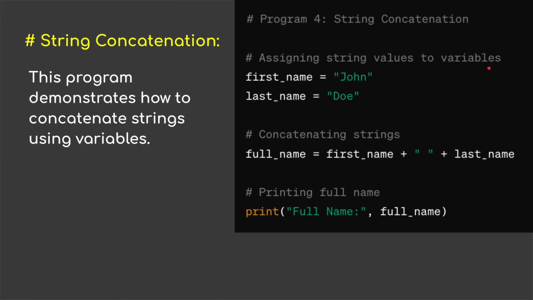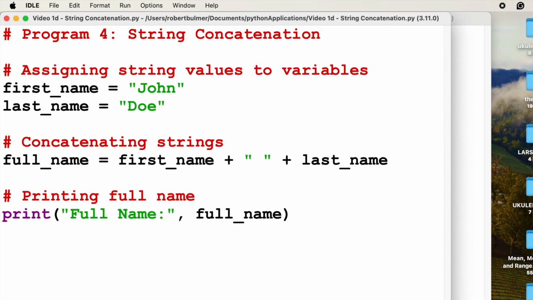Program 4, string concatenation. So this time I've got two names. Okay, two names. First name John, last name Doe. So let's have a little look at this one. Okay, in this case, as I said, first name is John, last name is Doe. We're concatenating the strings full name. Yeah, so another variable called full name. So I've got three variables here, first name, last name, and now full name.